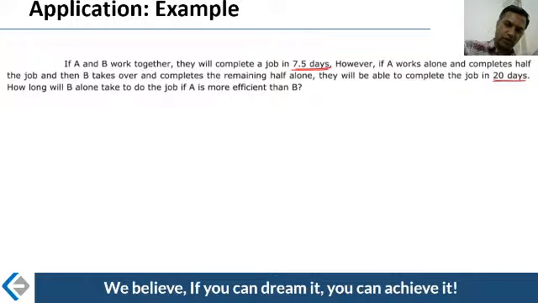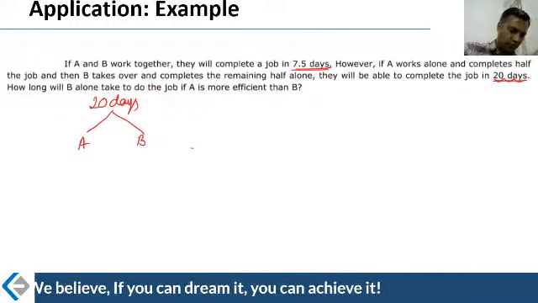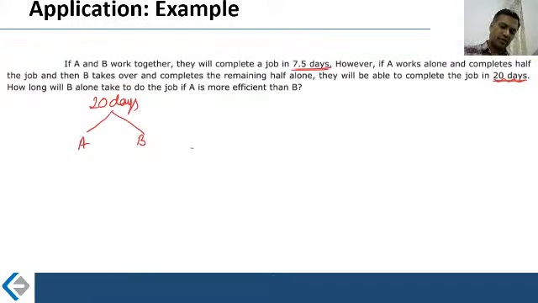It can be something like this. Hey, what is this 20 doing here? Let me write the 20 for you first. So what is happening in these 20 days? Out of these 20 days, A worked on a few days and B worked on a few days.